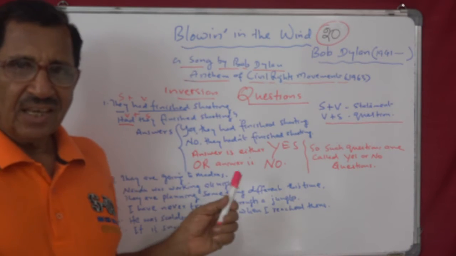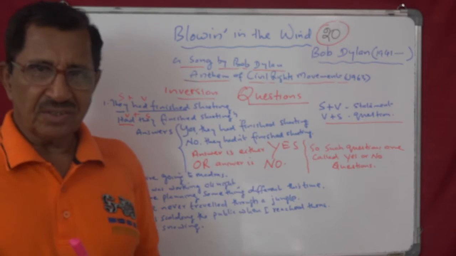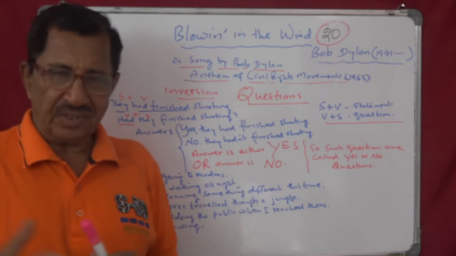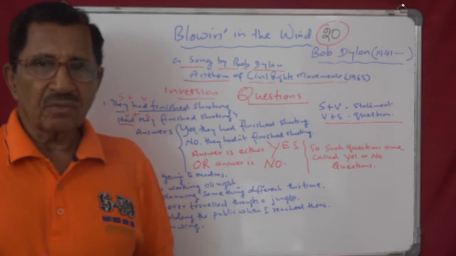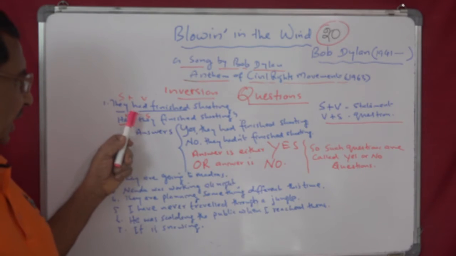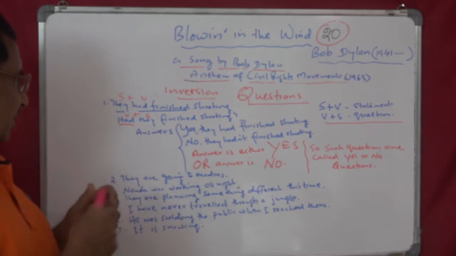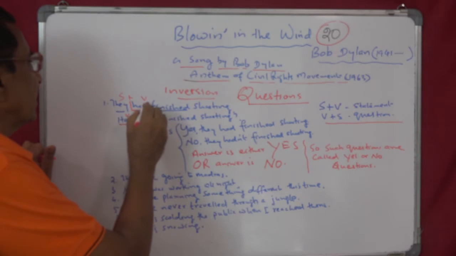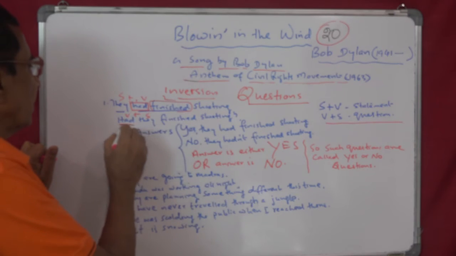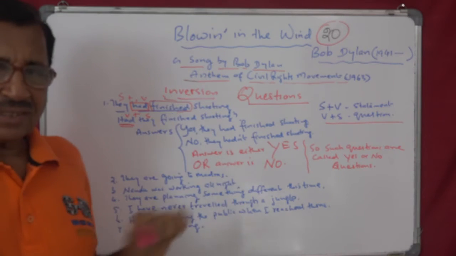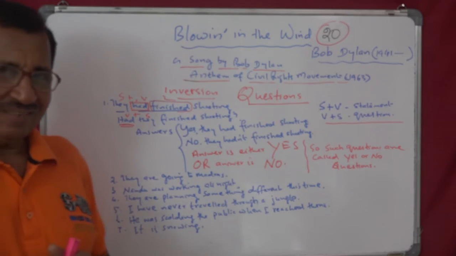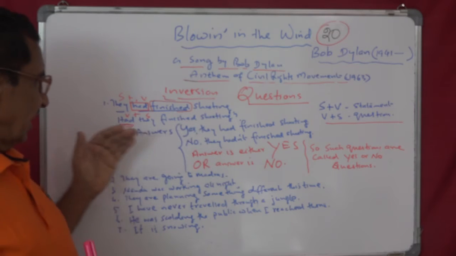Now you can see the verb has got two members. Maximum four members. What did we do? We took the first member. As you can see here, had finished. We took only the first member. Here, had is the first member, finished is the second member. The first member we have taken to the front. The second member remains where it is. And then you have the question. They had finished shooting. Had they finished shooting?